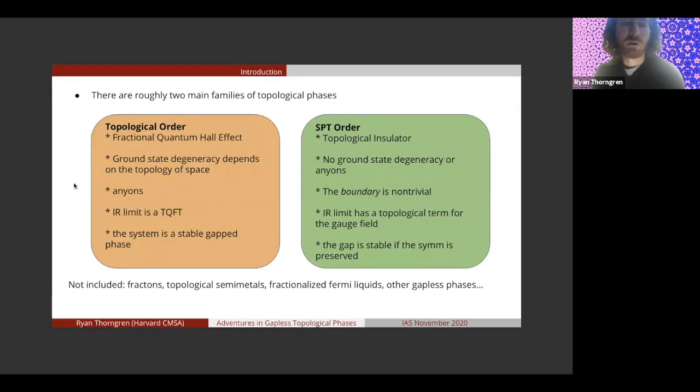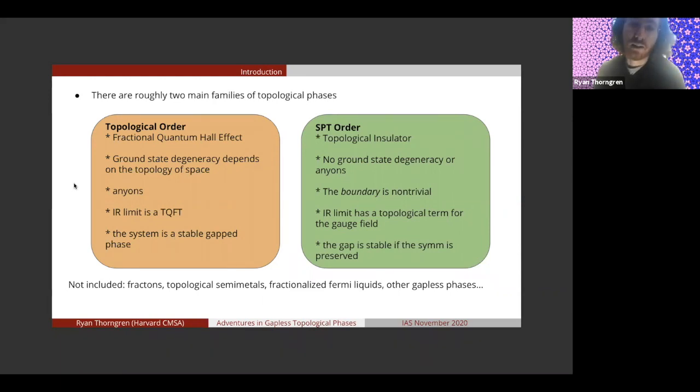So to review for you, there's roughly two main families of topological phases that are well collected into families. There's topological order, for which the paradigmatic example is the fractional quantum Hall effect. These systems have a ground state degeneracy that depends on the topology of space. So for instance, in the fractional quantum Hall effect, which is a 2+1 dimensional system, if space is a sphere, there's typically a unique ground state, but if space is a torus, there are several ground states.